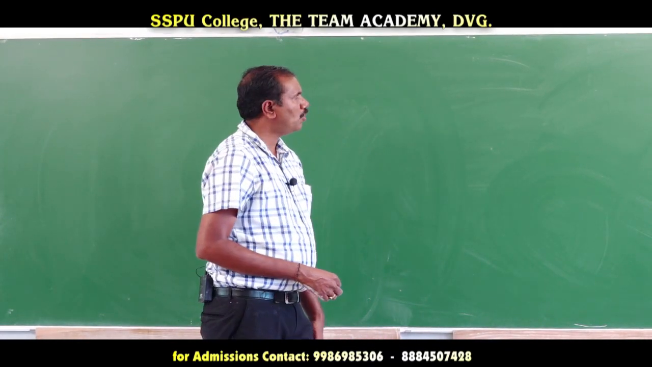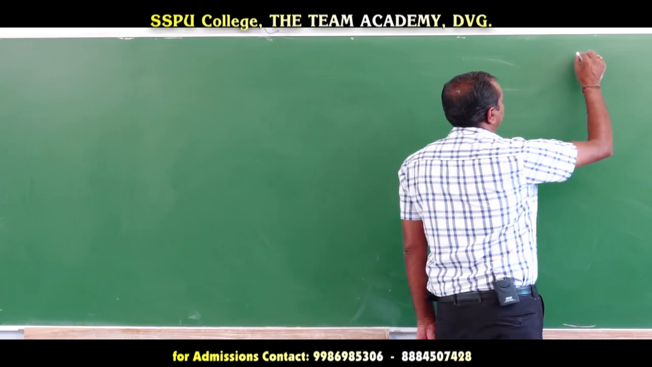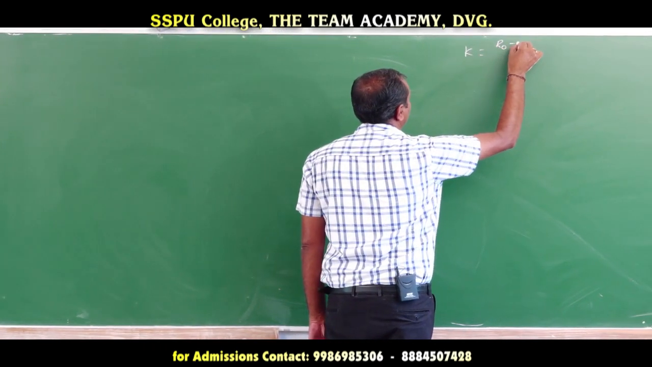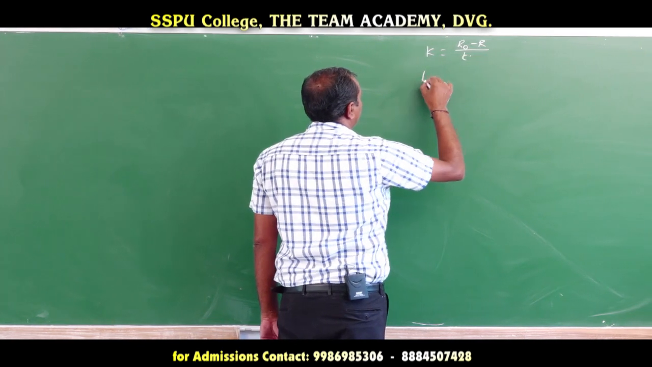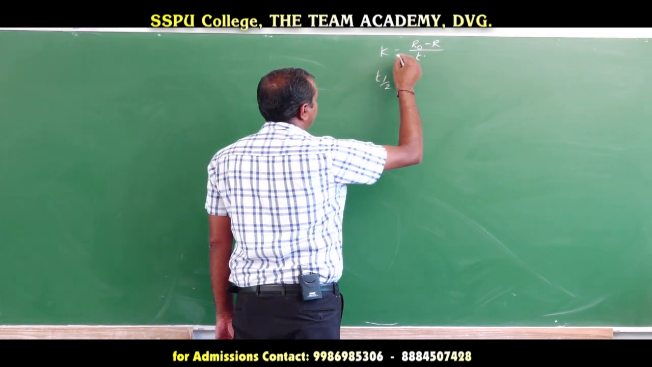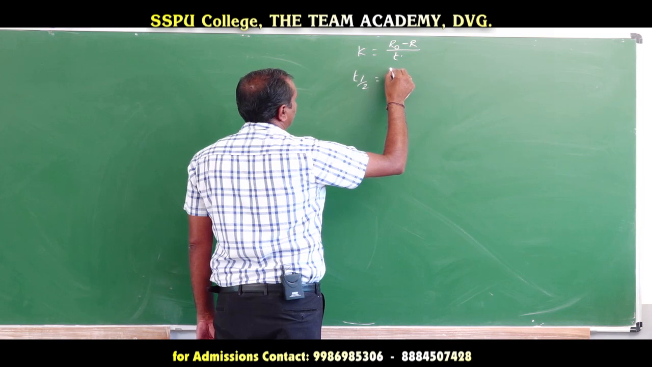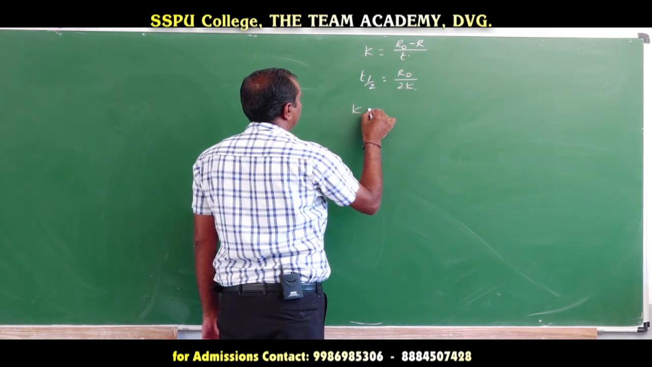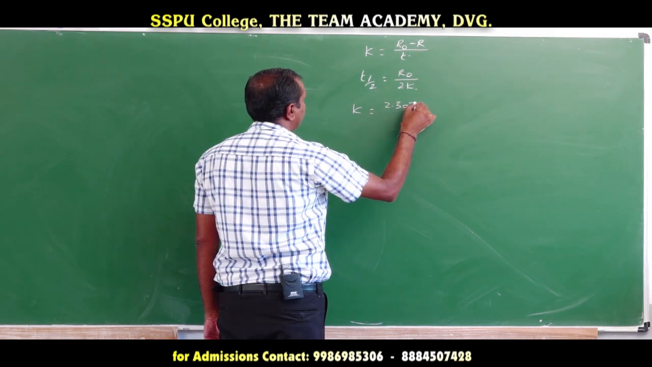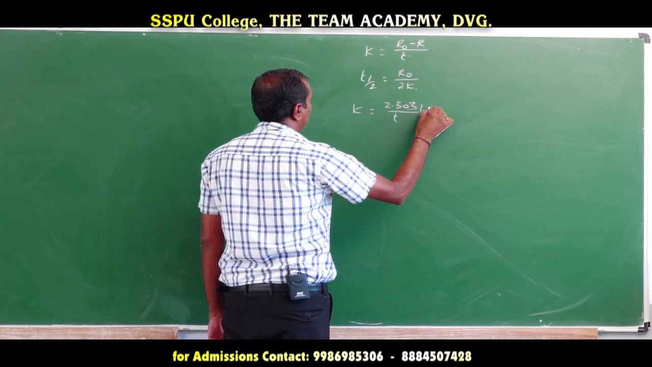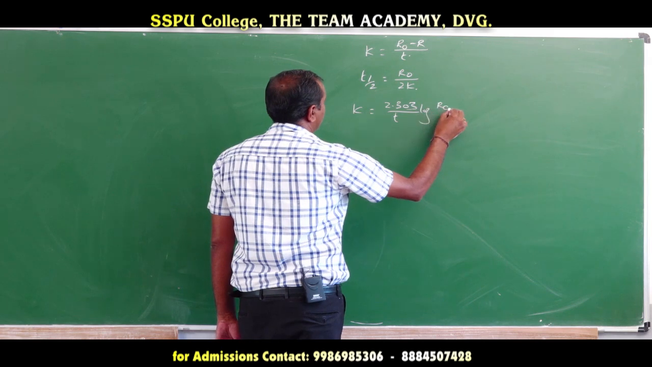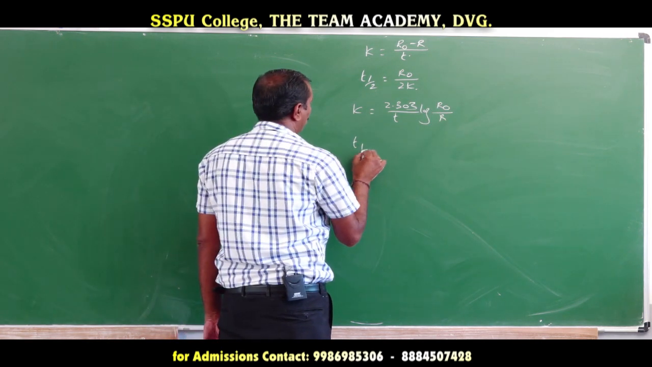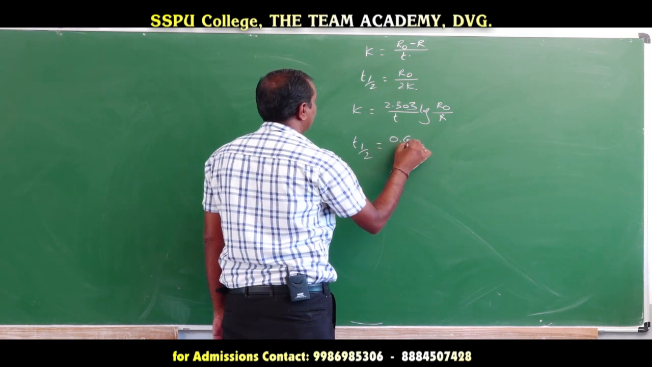So, we will go for the problems on the basis of zero order kinetics, that is K equals (R0 minus R) by T, and the half-life period of zero order, T half equals R0 by 2K. Then first order kinetics: K equals 2.303 by T into log of R0 by R, where T half equals 0.693 by K.